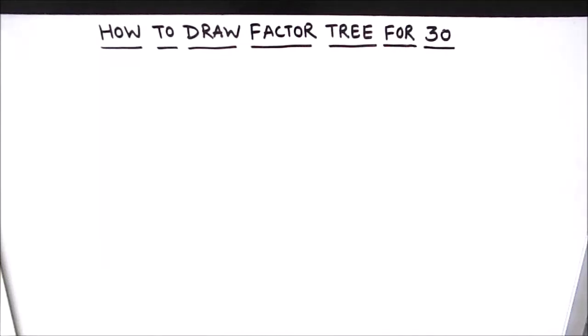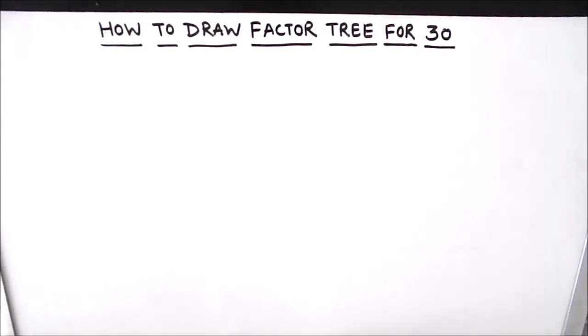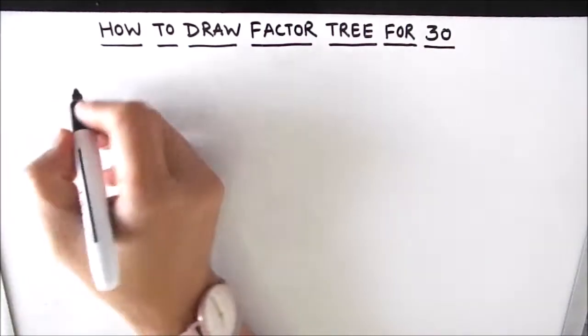Hello students, in this video we are going to learn how to draw all factor trees for number 30. For drawing the factor tree of any number, we divide that number into its factors. Factors are numbers which divide the number fully without leaving a remainder. So first we'll write all the factors of 30.